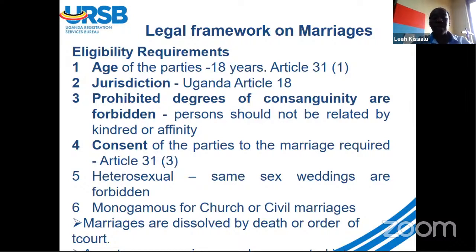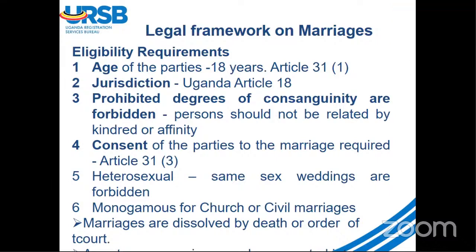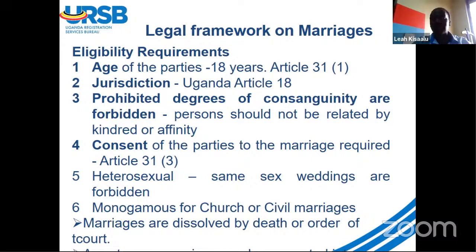Then consent. Like we earlier said, you should be of 18 years of age to contract a marriage. So there must be consent between the two adults under Article 31(3). So in case there is no consent, this marriage is not legal. It means that someone has been coerced into a contract of marriage. So for your marriage to be legal, please make sure that you've consented to enter into this marriage. You've not been coerced by your family, by your friends, by peer pressure. Consent is important.